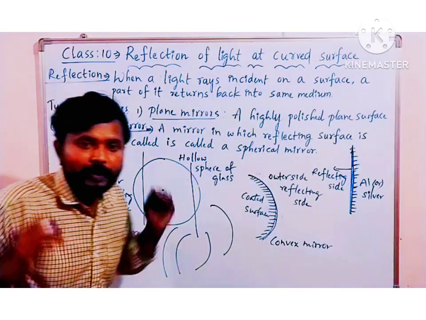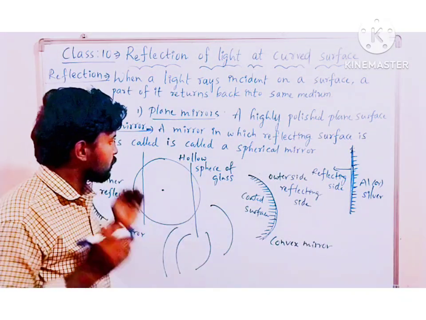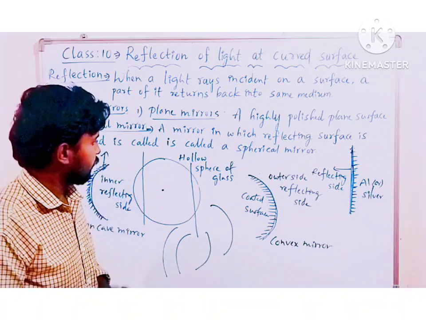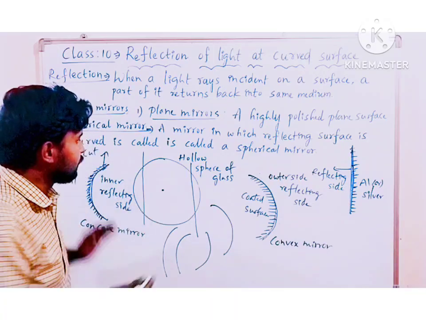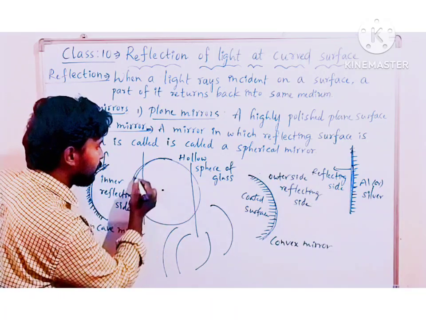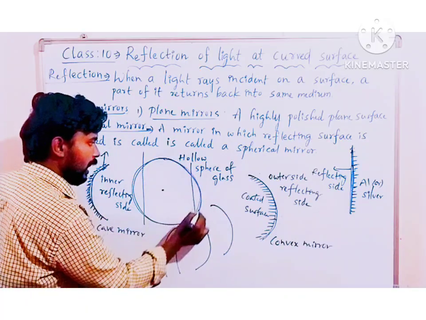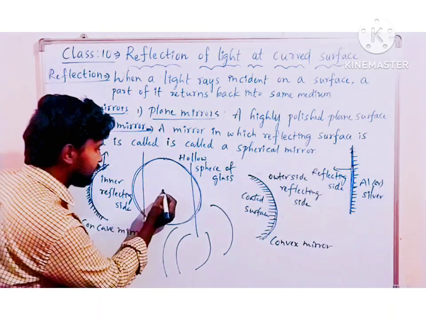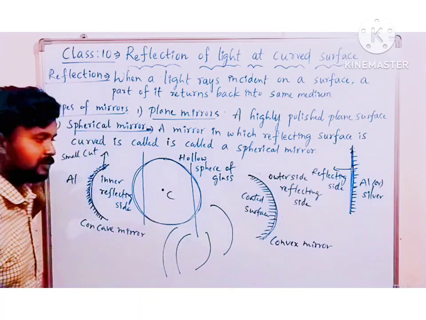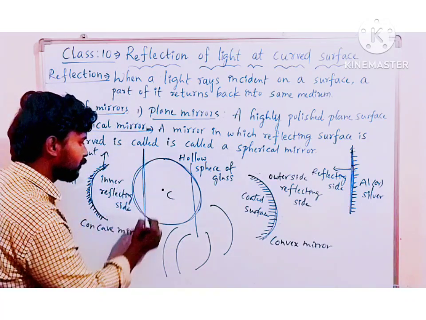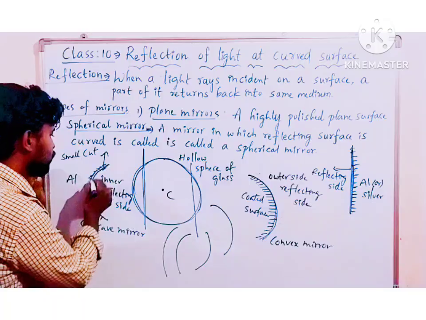So how can we make a spherical mirror? A spherical mirror is made from a hollow sphere of glass. Imagine this is like a hollow sphere of glass. So this is the center of the hollow sphere of glass. When we cut a small part from the hollow sphere of glass, this is the small part.